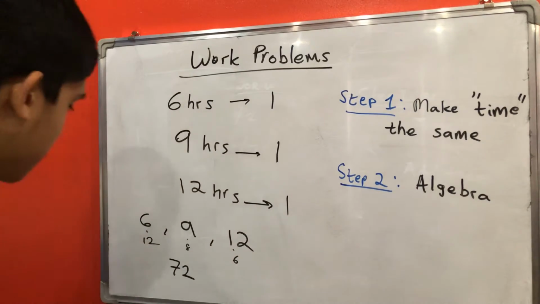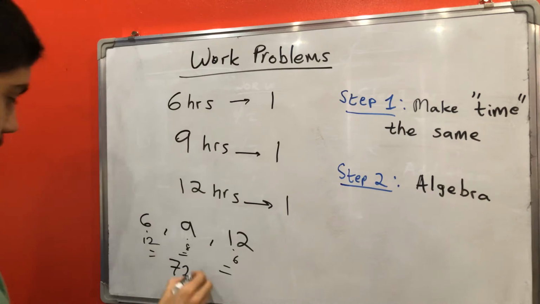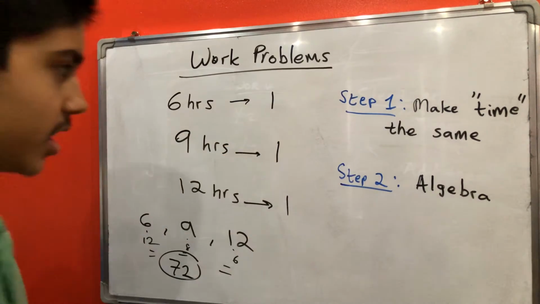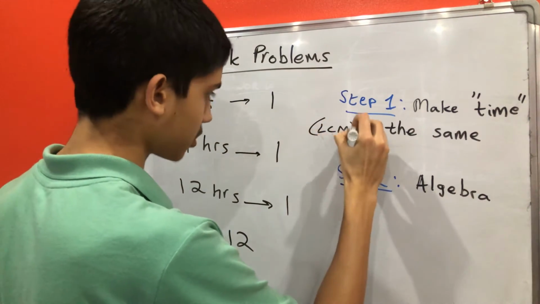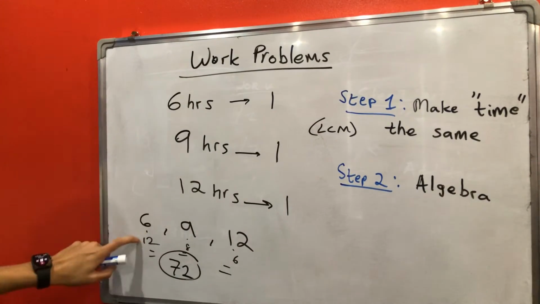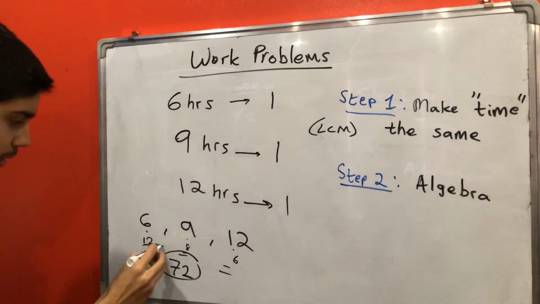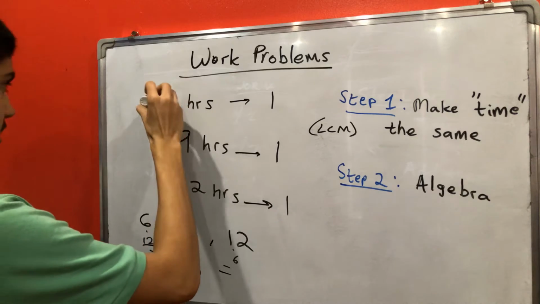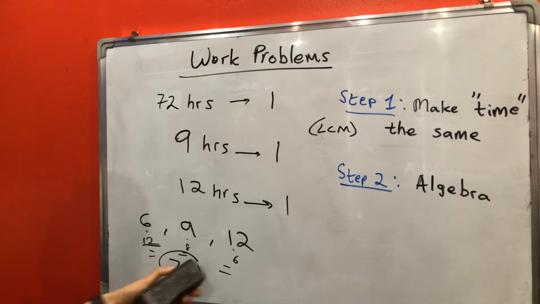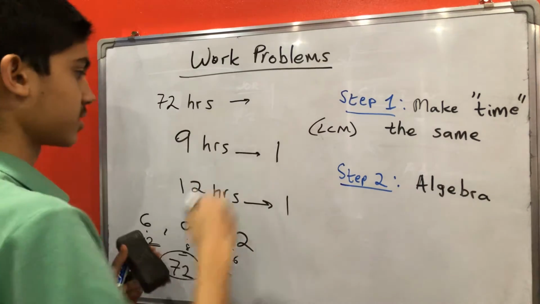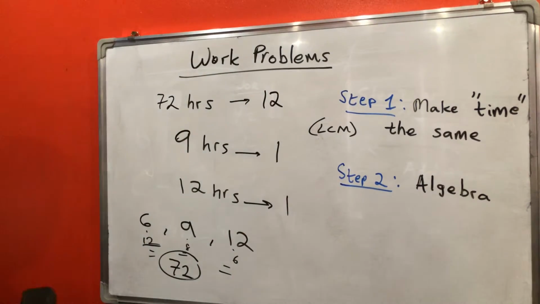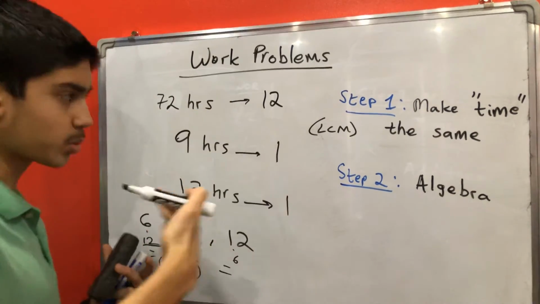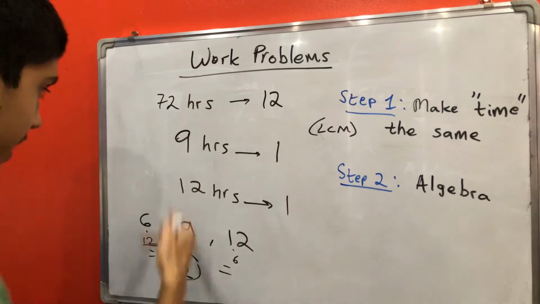So we're going to make all the times 72 because we want to make the times the same. In other words, we want to find the LCM, least common multiple. For the first printer, we saw that we have to multiply by 12. So in 72 hours, this printer can make 12 newspapers. It makes sense: 6 hours, one newspaper, multiplied by 12 means he did it 12 times, 72 hours, 12 newspapers. Same thing for the 9.